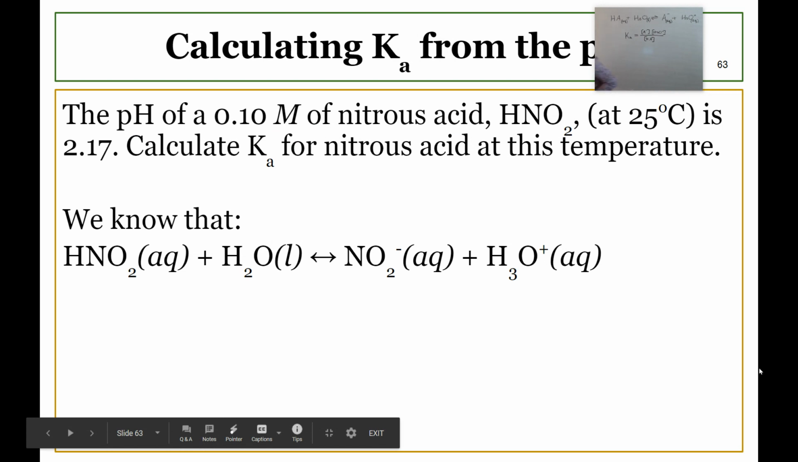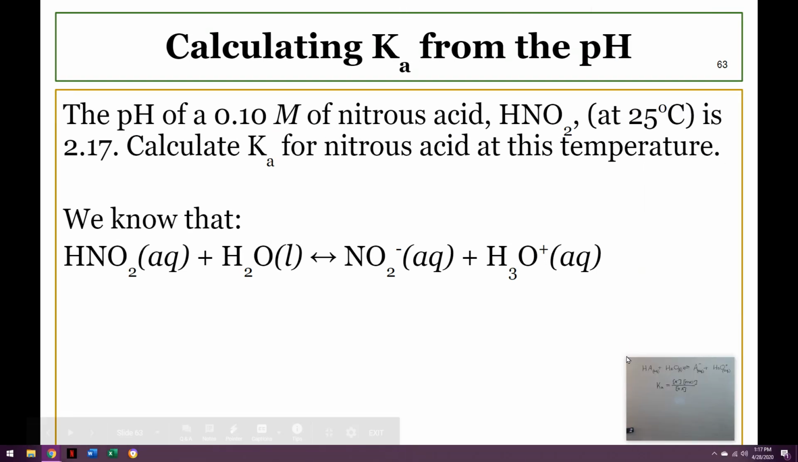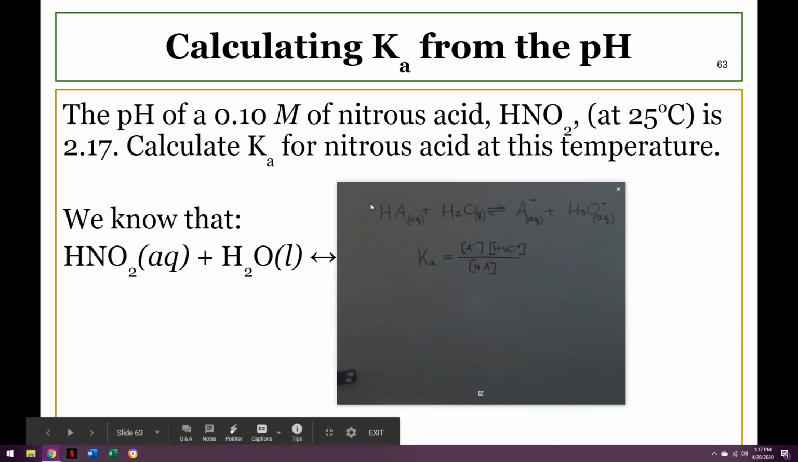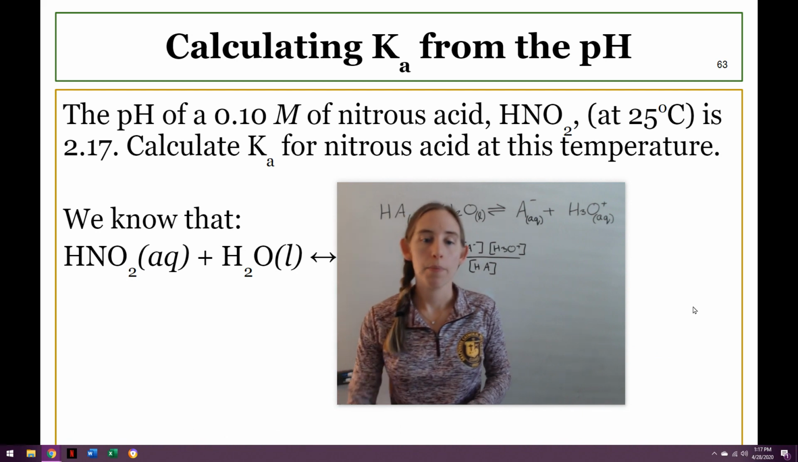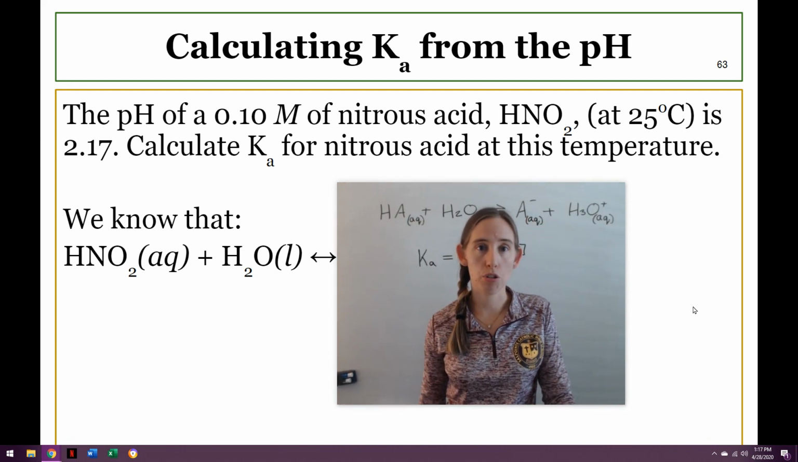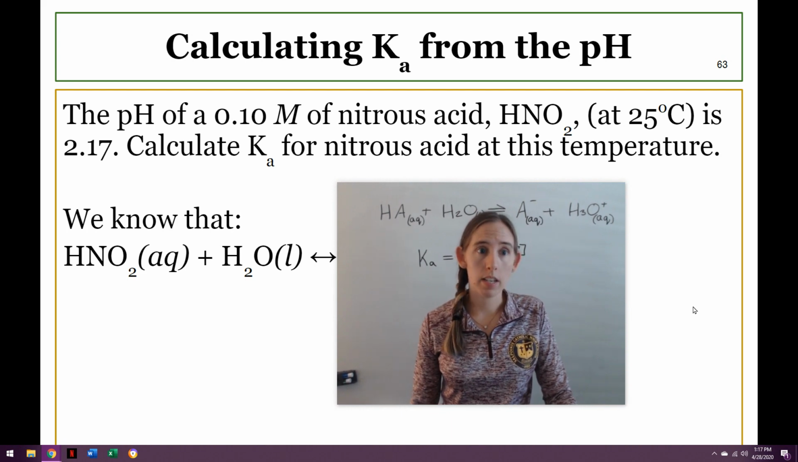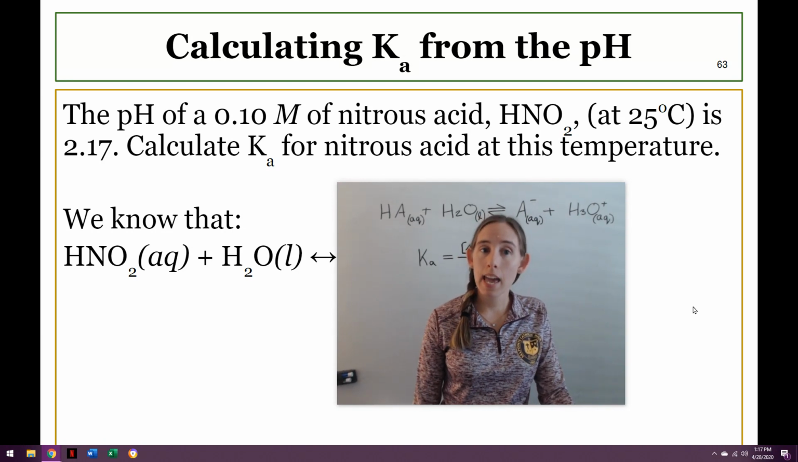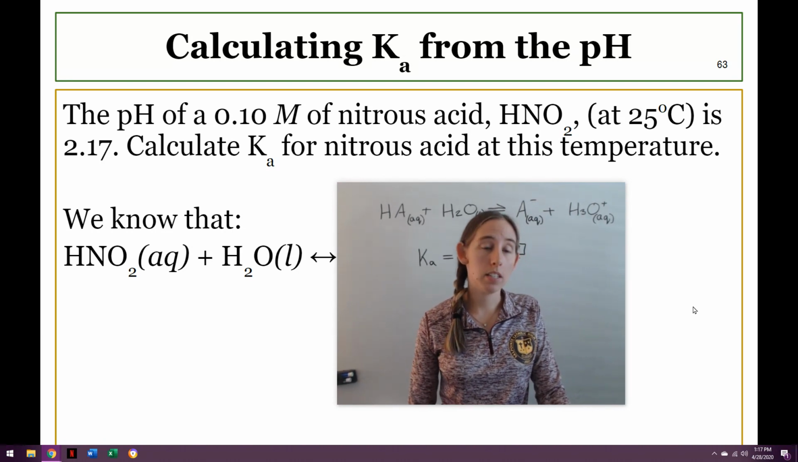All right, so let's try a practice problem. I will move this so we can see it a little better. I'm going to cover the reaction for a moment. The pH of a 0.1 molarity solution of nitrous acid, HNO2, at 25 degrees Celsius is 2.17, so that's our pH. Calculate the Ka for nitrous acid at this temperature.